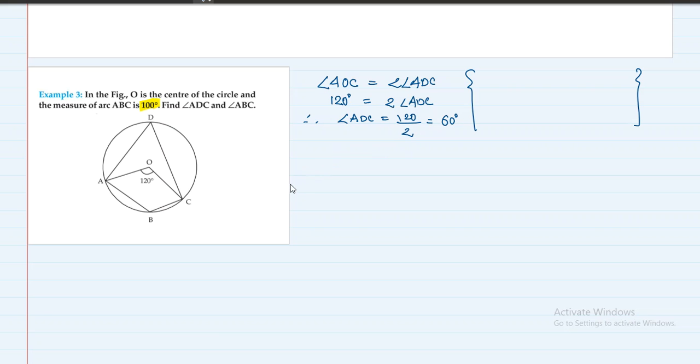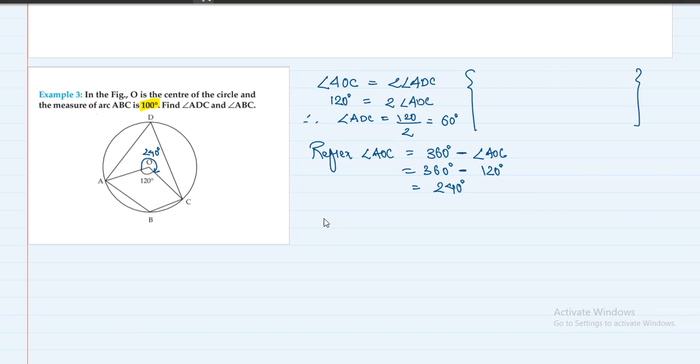What about angle ABC? अच्छा. Now you can find reflex angle AOC. Reflex angle AOC कितना है? 360 degree minus angle AOC. Angle AOC कितना है? 120 degree. 360 minus 120, 240. ठीक है, मतलब रिफ्लेक्स एंगल AOC कितना है? 240.